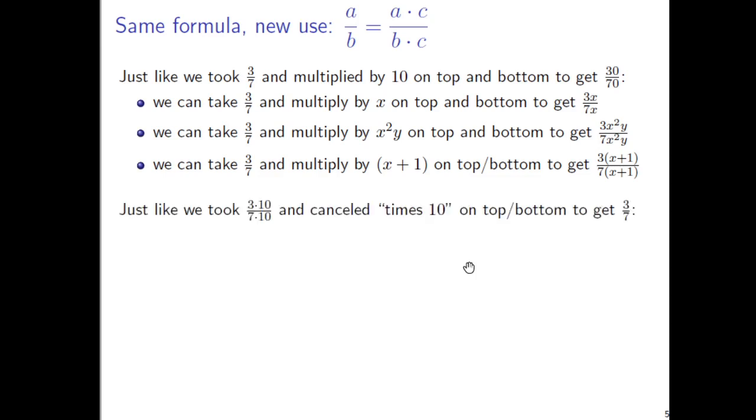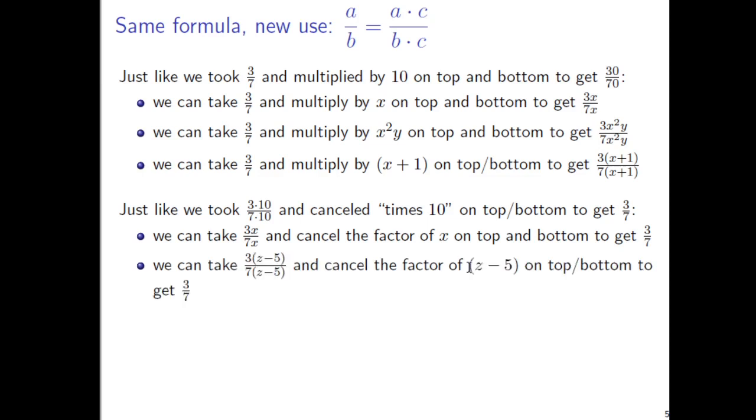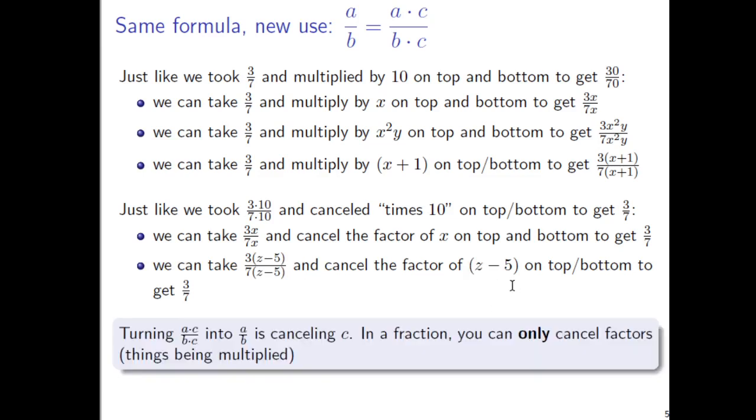And we can do these sorts of things in reverse. So just like we started with 3 times 10 over 7 times 10 and canceled the times 10 on top and bottom to get 3/7, we could start with 3x over 7x and cancel the factor of x on top and bottom. We could take 3 times quantity z minus 5 over 7 times quantity z minus 5 and cancel the factor of z minus 5 on top and bottom. So turning A times C over B times C into A over B is canceling C, and you can only cancel factors, that is, things being multiplied on top and bottom. And this is true whether those things are numbers or variables or larger expressions such as x plus 1.